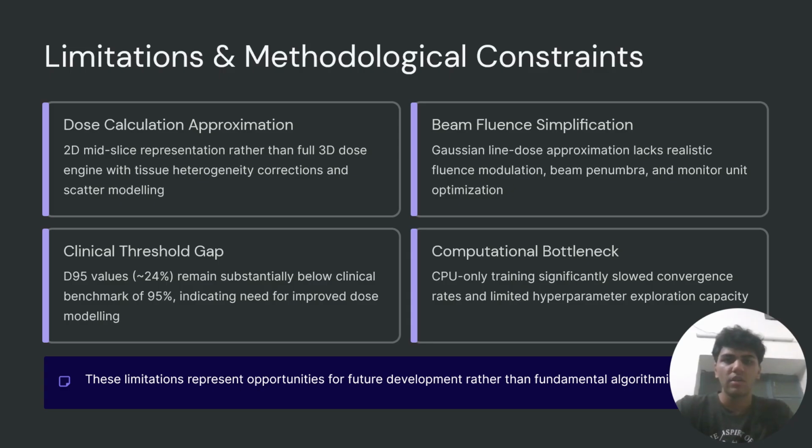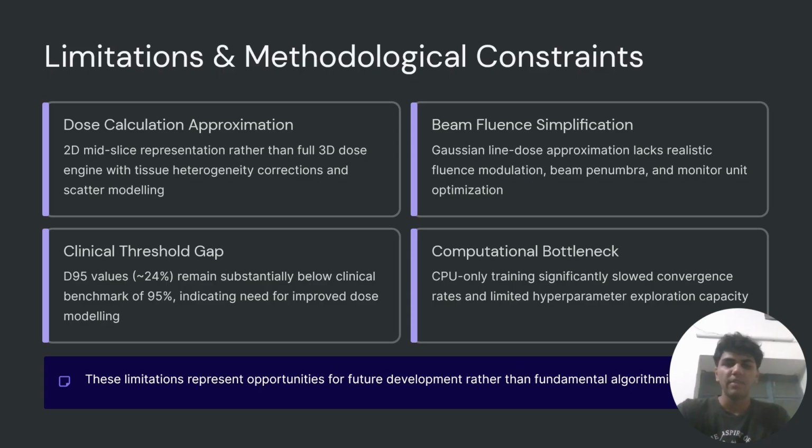Second is the fluence simplification. The beams are modeled using Gaussian line dose profiles without fluence modulation or monitor unit optimization. In clinical planning, fluence shaping is crucial, and this will increase the D95 metric to clinical levels, like above 90%.